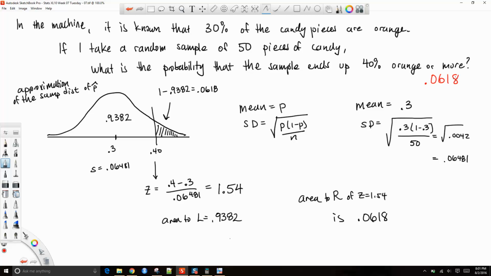Yes? Can you explain where this equation for standard deviation comes from? Can I explain? Yes, but I don't think it's worth covering in class time. I'd be happy to explain it to you outside of the break. Okay?